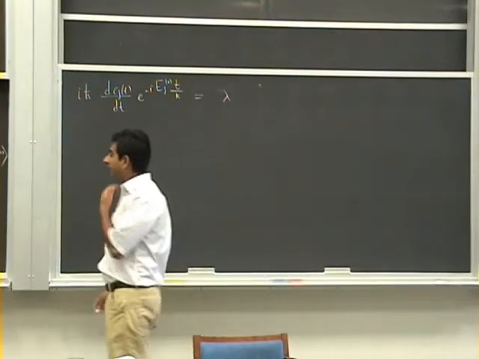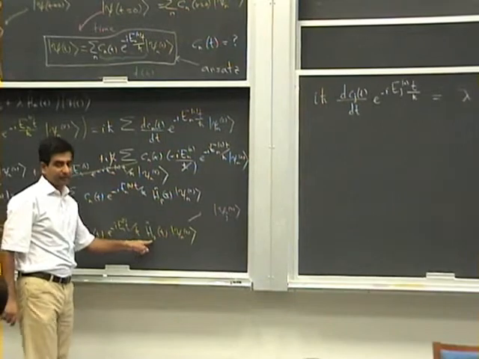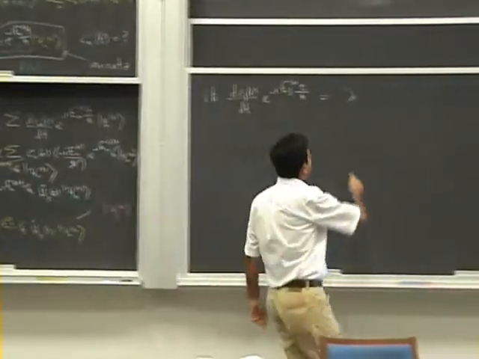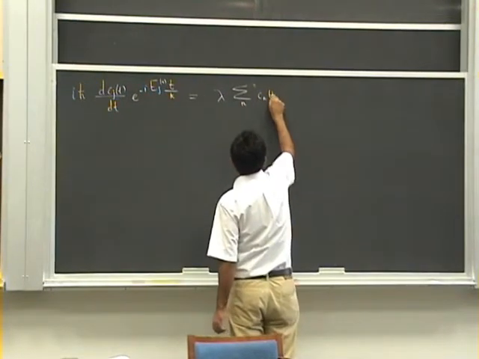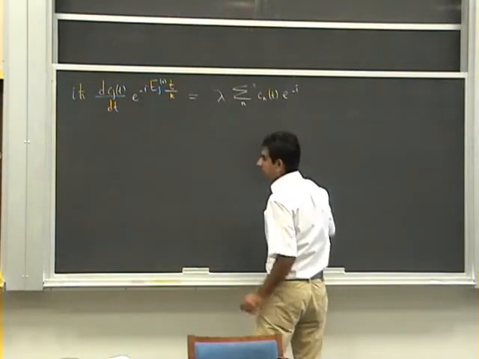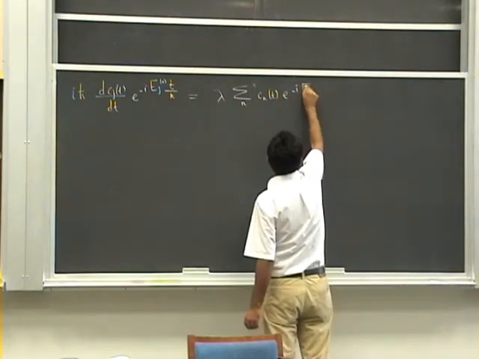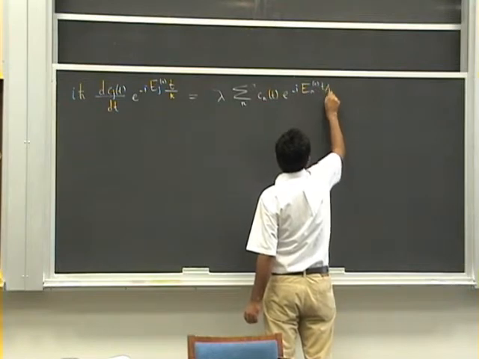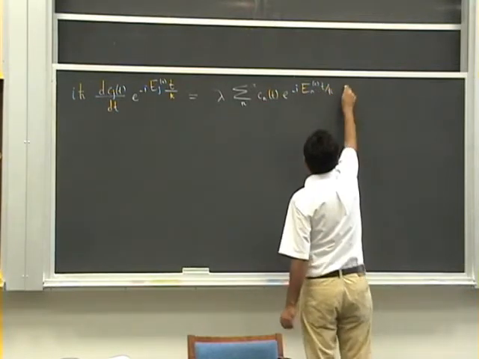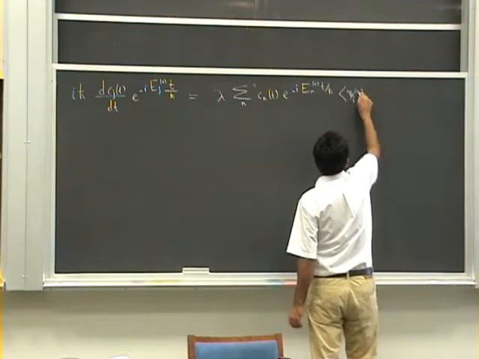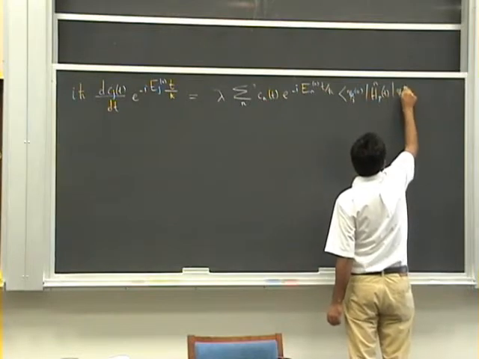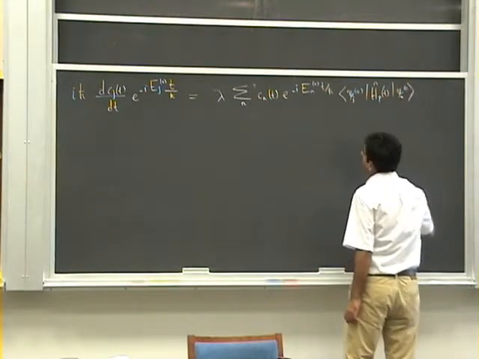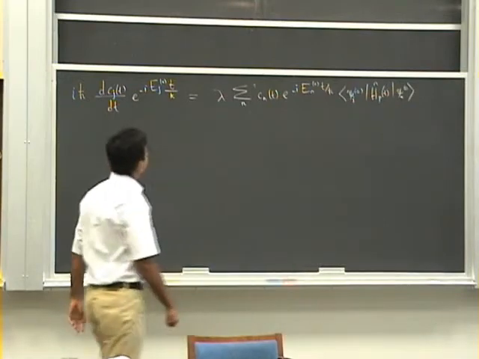Likewise, now here I cannot pick up a value because there's an operator here. So I will keep this summation, sum over all of n's, c_n, e to the minus iota E_n naught t by h bar, psi j naught sandwiching the time dependent perturbation H_p. So this is what I've been left with.